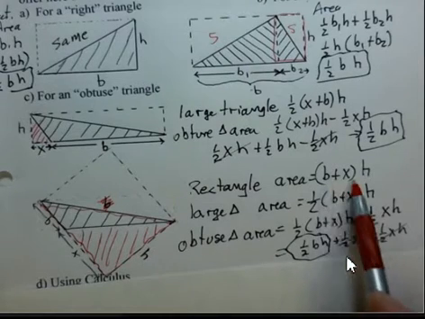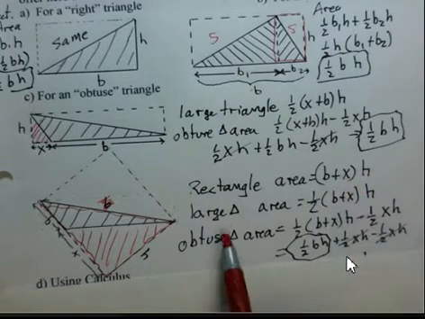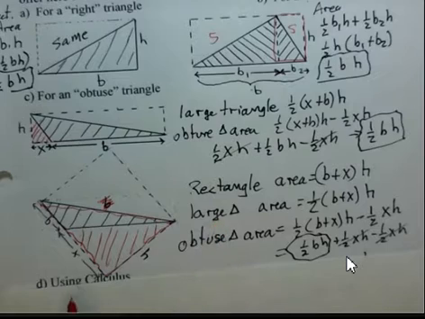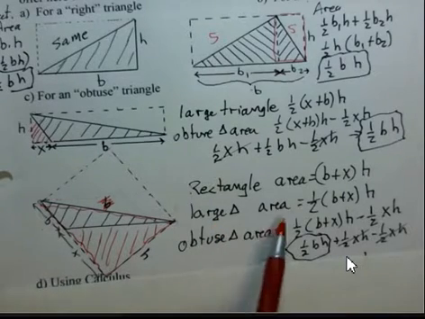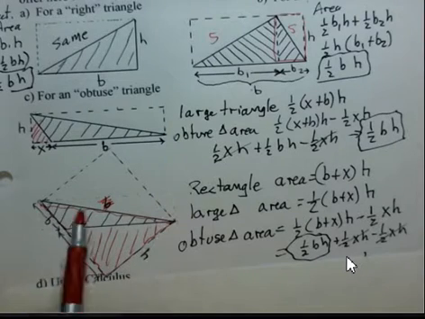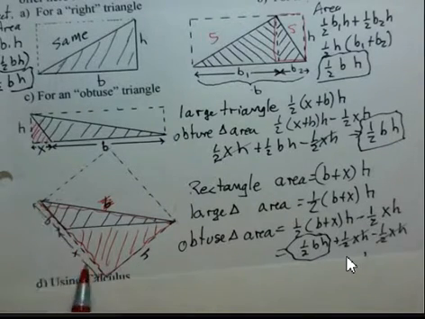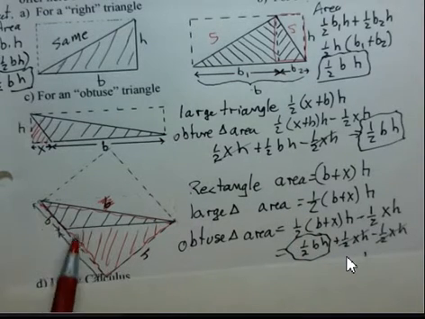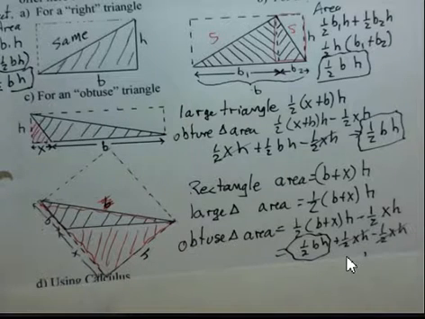That's our starting area. And now this large triangle, if we take a look here, I can do 1/2 (b plus x) times h. That's the section right here. That's half of the rectangle. Again, sort of following along with case 1 that we studied.